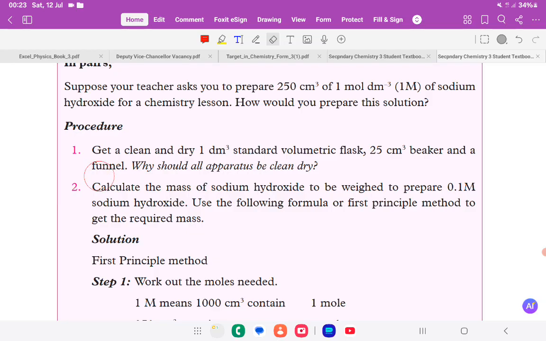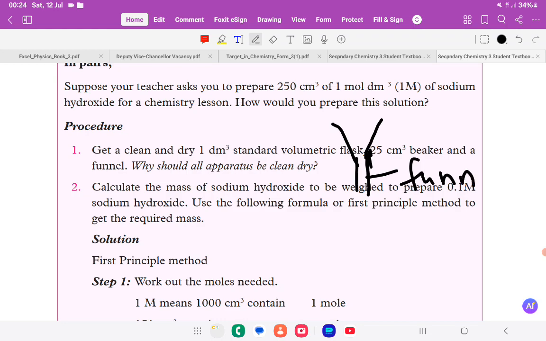In addition to this, you also need a funnel. A funnel is something that is shaped like this. It's used for transferring solutions easily from one container to another. Okay, so that's a funnel.